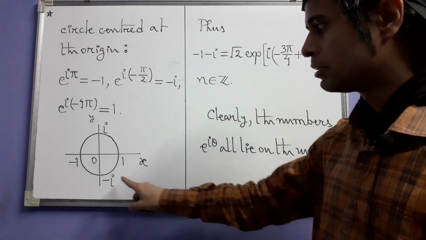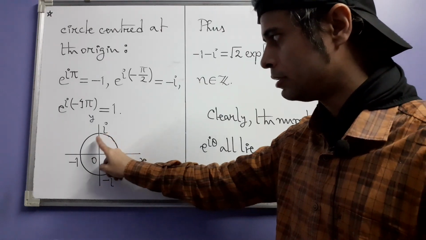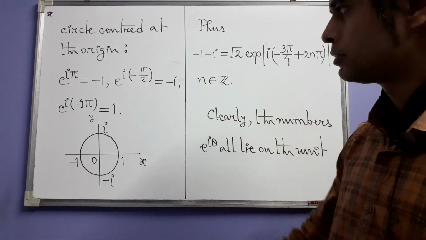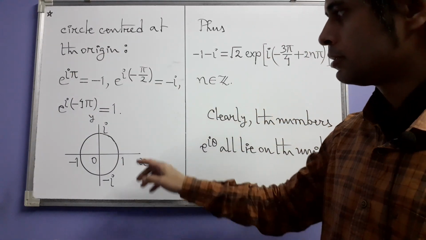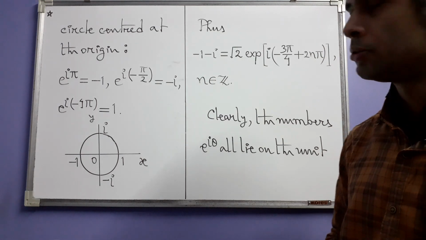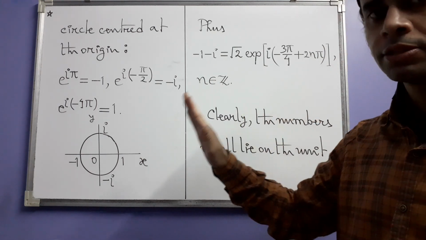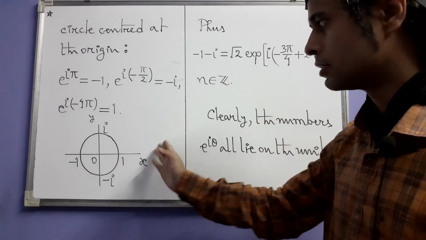In particular, these four numbers lie on that unit circle: 1, i, minus 1 and minus i. What should be e to the power i pi? This is a number on the unit circle which corresponds to anticlockwise rotation through an angle pi radian, starting from the positive real axis.